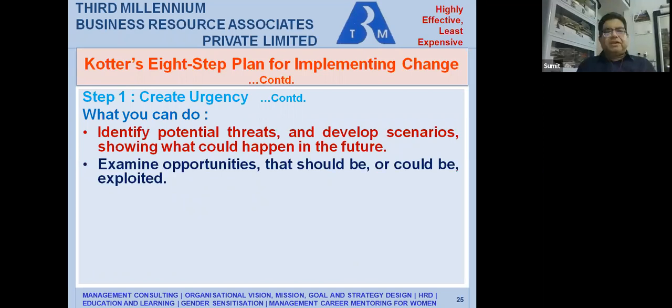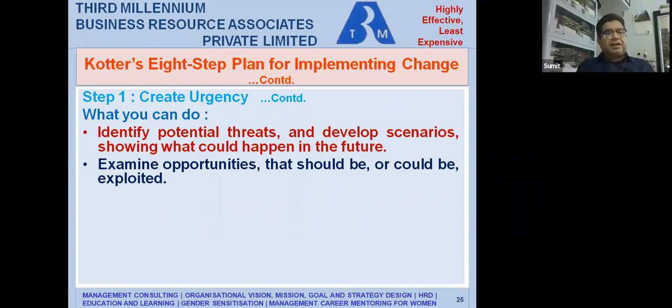So please identify potential threats and develop scenarios showing what could happen in the future. If you do this, what can happen? If you do not do this, what may happen? Build that scenario. Visualization is a very, very powerful technique which can help in people getting convinced.